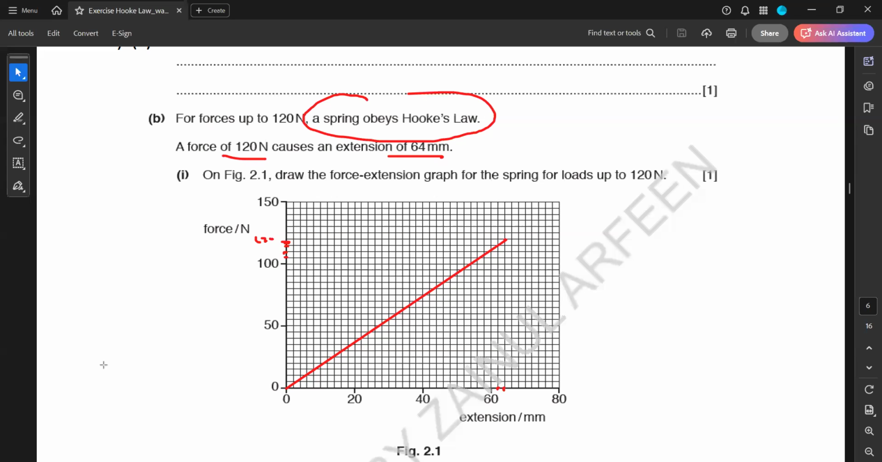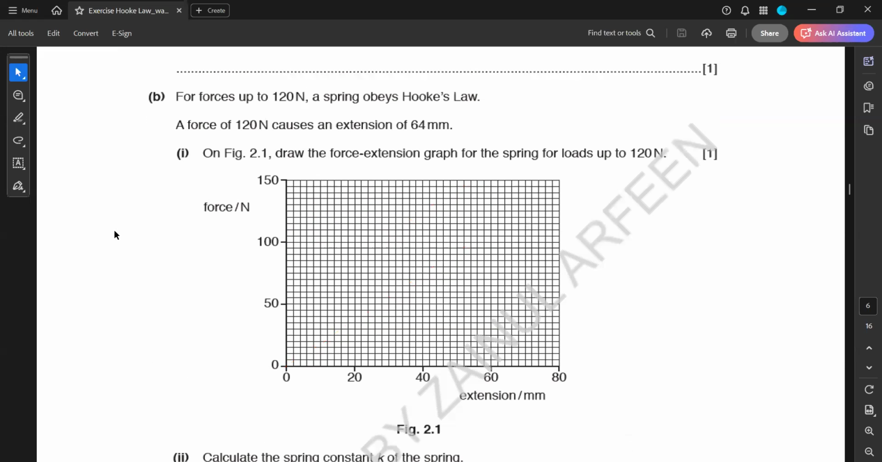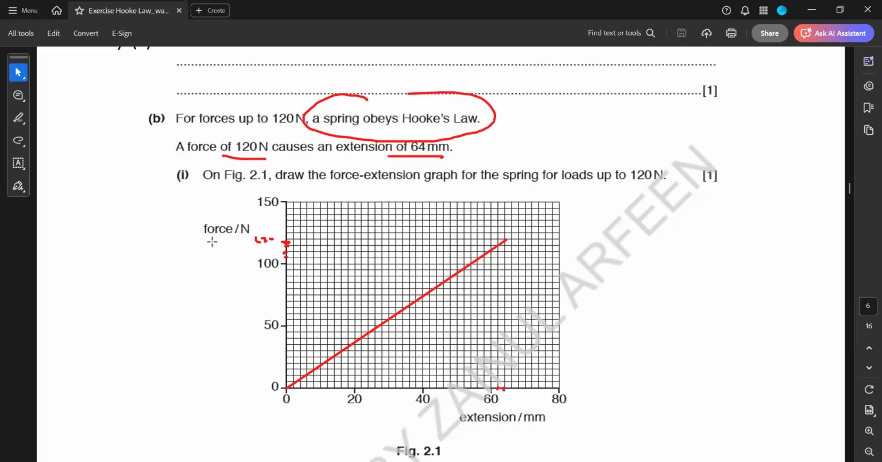In the second part of the same question, they ask to calculate the spring constant. How can we calculate the spring constant? Spring constant is force divided by extension. So force divided by extension will give us the spring constant. Force is 120 and the extension is 64. So 120 divided by 64 millimeter, we'll get about 1.9 Newton per millimeter.